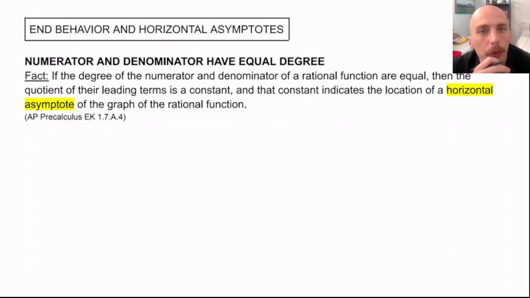All right, so the situation we were just looking at with the (2x - 1)/(5x + 1), that's where the numerator and denominator have equal degree. And so if the degree of the numerator and the degree of the denominator are equal, then the quotient of their leading terms is a constant, like we saw, and that constant indicates the location of a horizontal asymptote on the graph of the rational function.